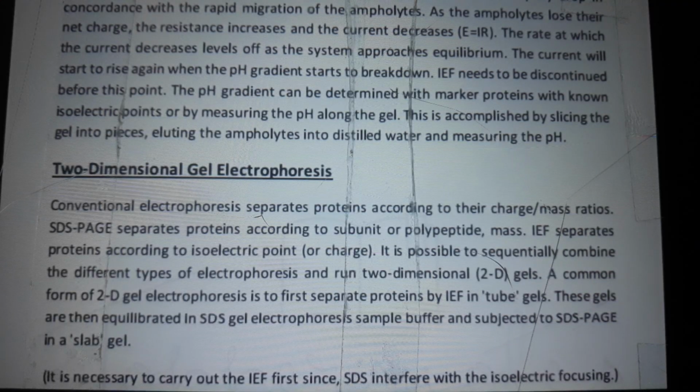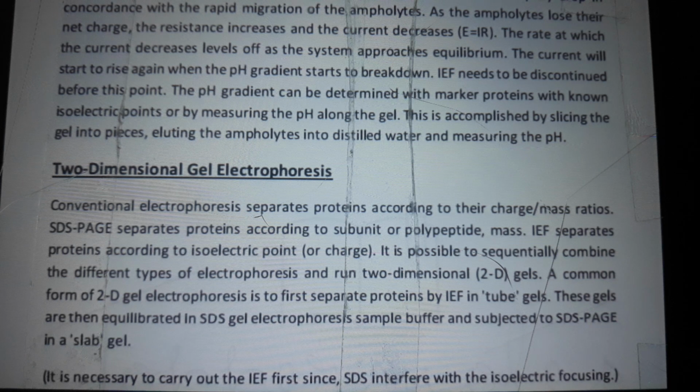Therefore, the progress of IEF can be followed by performing the electrophoresis under constant voltage and monitoring the current. Initially, the current would rapidly drop in accordance with the rapid migration of ampholytes. As the ampholytes lose their net charge, the resistance increases and the current decreases, E = IR. The rate at which the current decreases levels off as the system approaches equilibrium. The current will start to rise again when the pH gradient starts to break down. IEF needs to be discontinued before this point.